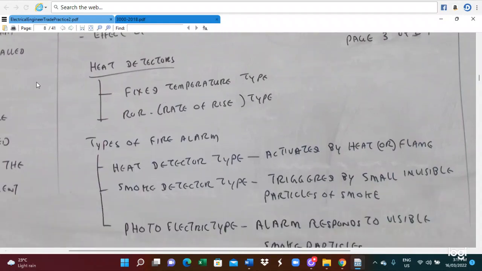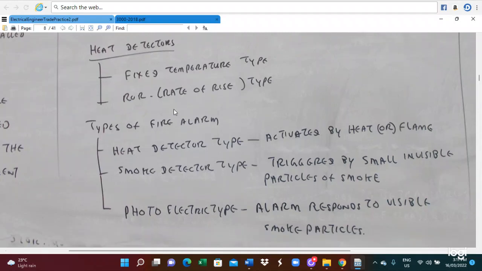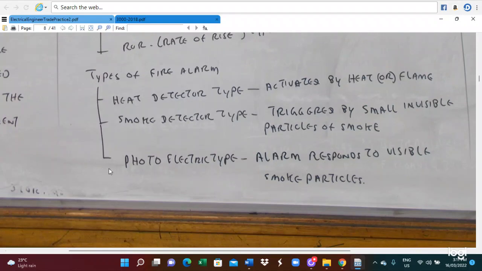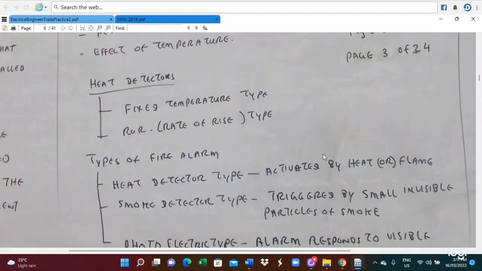The heat detectors that we have to utilize are the fixed temperature type and the rate of rise type. So there are two kinds of heat detectors. The heat detector type is activated by the heat of flame. The smoke detector type is triggered by small, invisible particles or smoke, and the photoelectric type is going to detect visible smoke particles. So this is the type of the fire alarms.